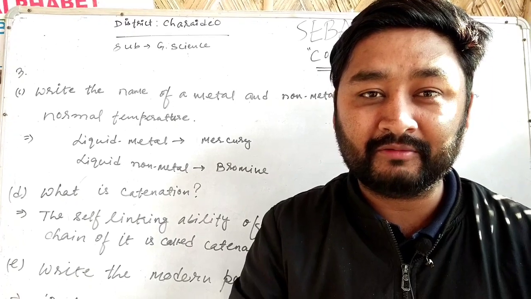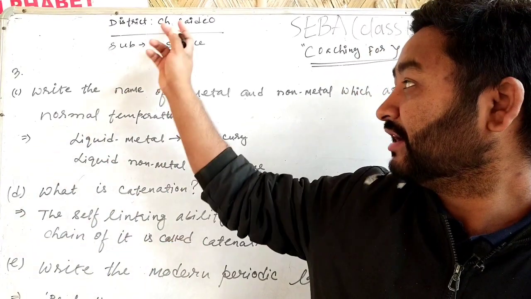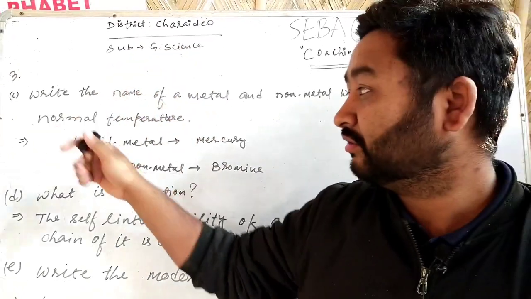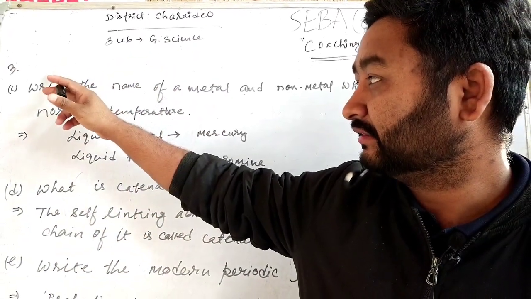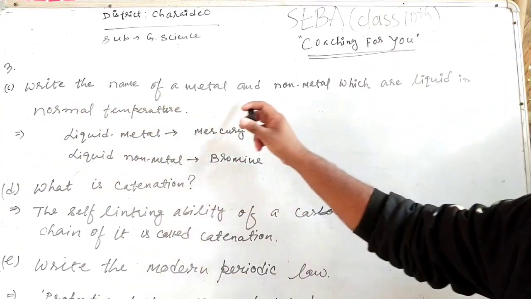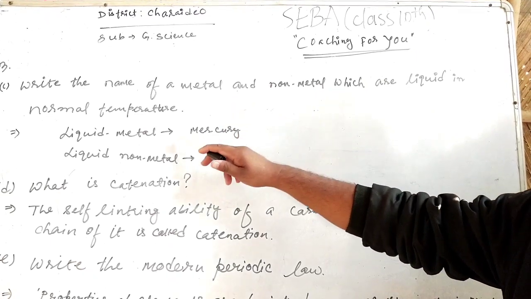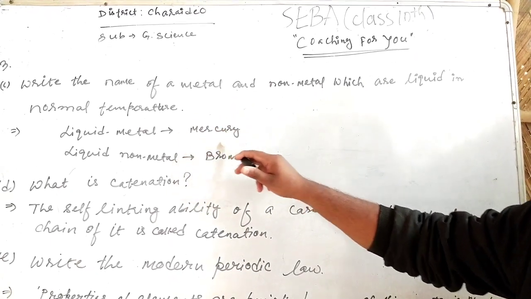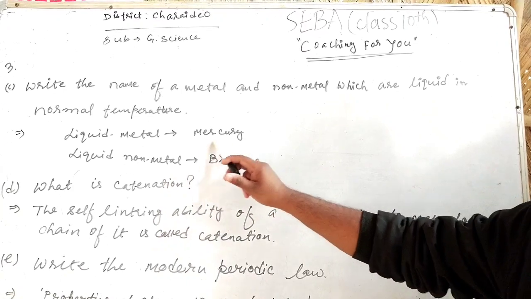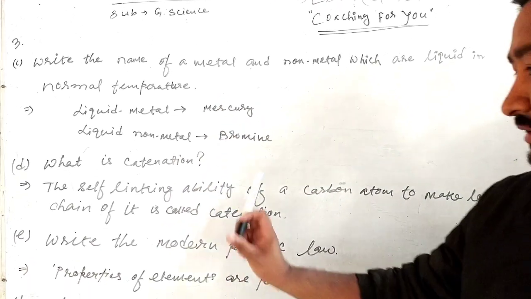In the previous part we had solved some questions from District Soraido subject general science. So now we'll start with 3C. The question is, write the name of a metal and non-metal which are liquid in normal temperature. So liquid metal is mercury and liquid non-metal is bromine. Mercury, bromine. Both is simple.